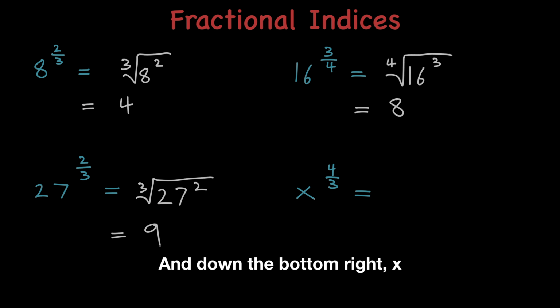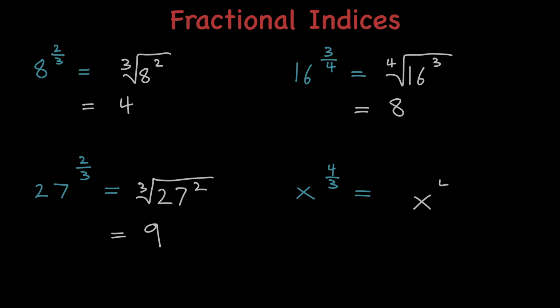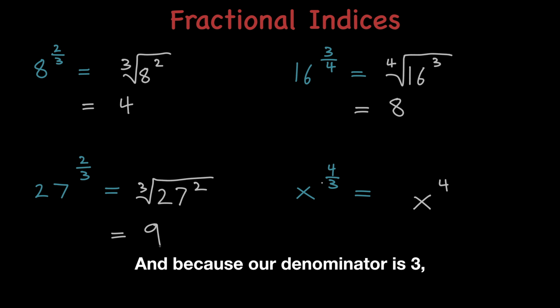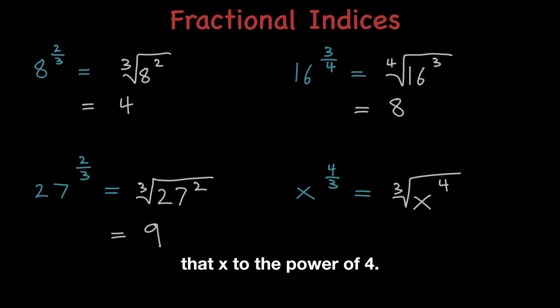And down the bottom right, x to the power of 4 divided by 3, or 4 over 3. Because the numerator is 4, we have x to the power of 4. And because our denominator is 3, we're finding the cube root of that x to the power of 4.